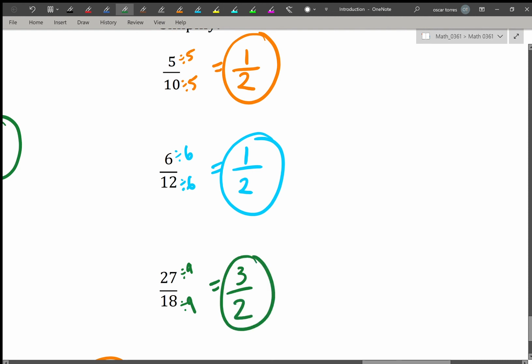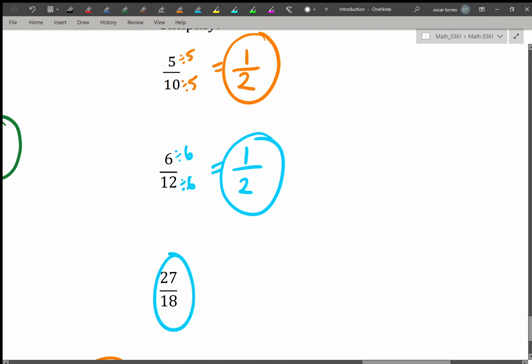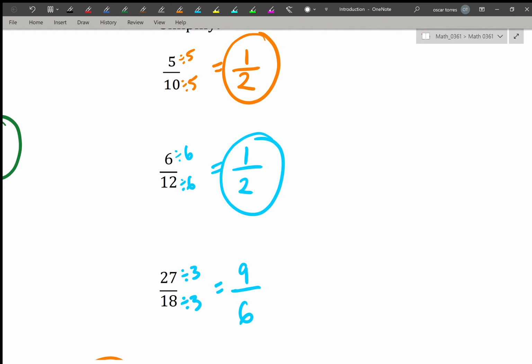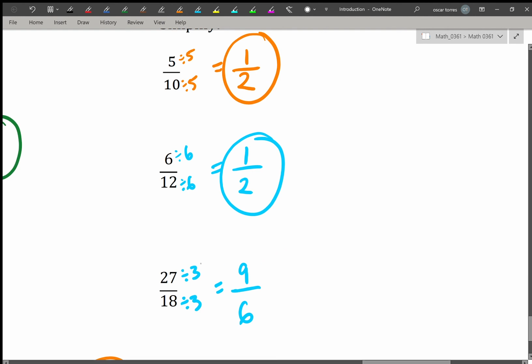Now the very last thing I want to point out is, let's say that you choose what's considered to be the wrong number. Like in this case, we could have actually chosen the number 3. Because 27 divided by 3 is 9 and 18 divided by 3 is 6. This answer is not wrong, it's just not simplified all the way. Because at this point, we can kind of repeat the process. We can pretend like this is our problem and we need to simplify it.